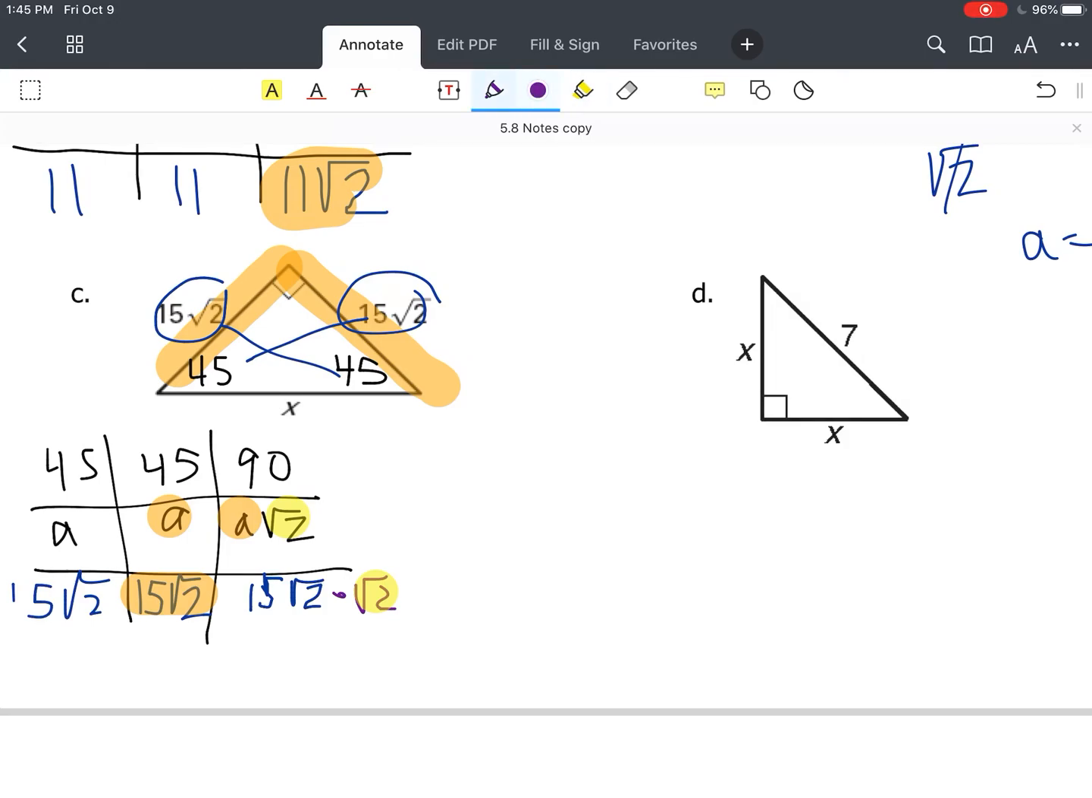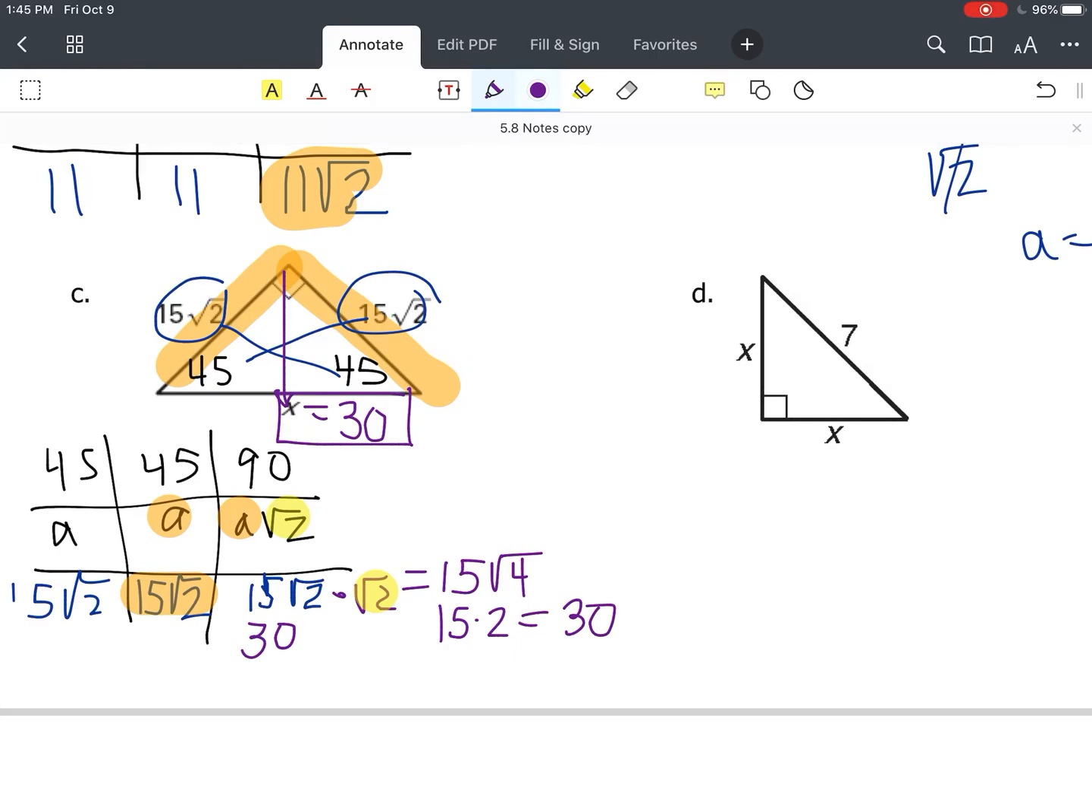So my A is 15 root 2, and then to find what's opposite 90, I would multiply by root 2. You could use your calculator, or you could figure out that 15 root 2 times root 2 is the same thing as 15 times the square root of 4. And the square root of 4 is 2, so it would be 15 times 2, which is 30. So opposite 90 would be 30. Opposite 90 in my triangle is x, so x would be 30.